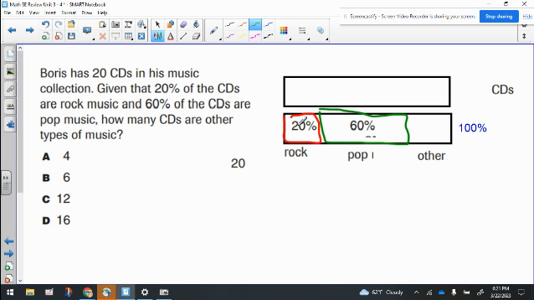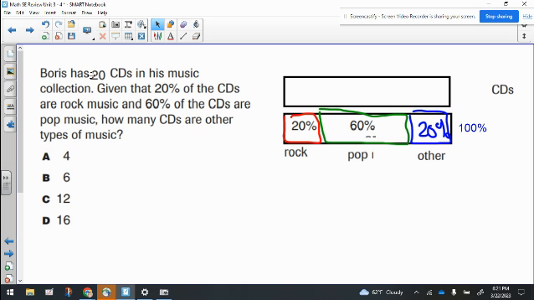Now this plus this would equal 80%. So that means that this piece over here, the other, would have to be 20%. Why? Because all of these numbers, this plus this plus this, has to add up to be all of it, which is 100%.